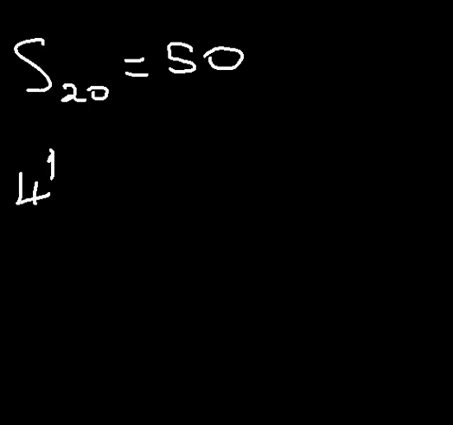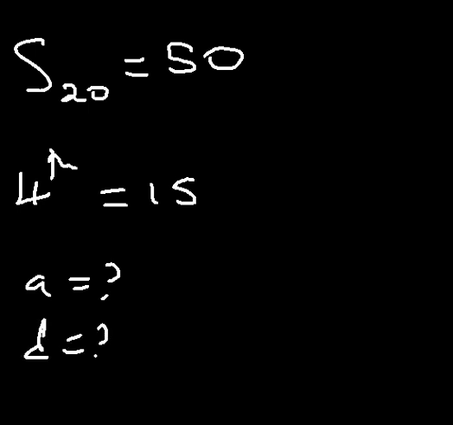Now what if we have, let's say, the sum of 20 terms is equal to 50, and the fourth term is said to be 15. So what is the first term, what is the common difference, and what is the nth term formula for that particular arithmetic progression series?